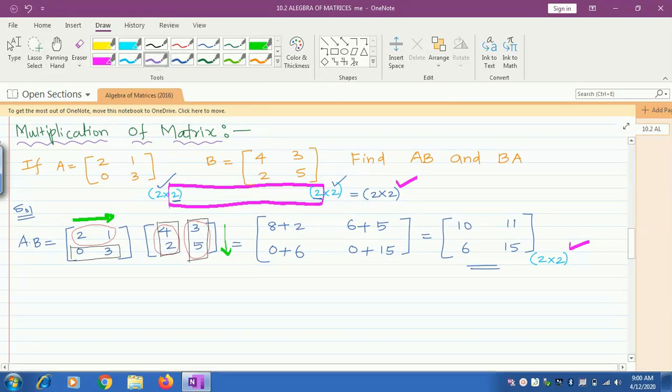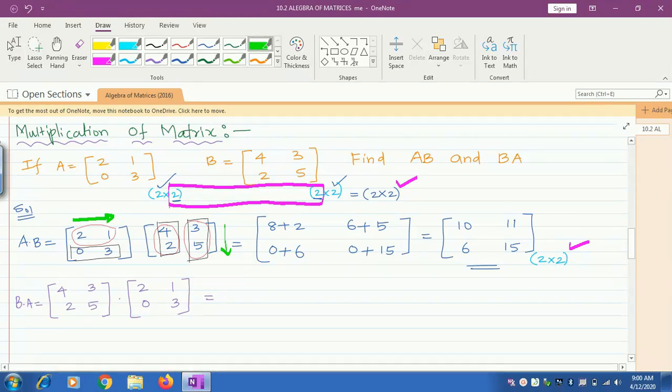So I will do it here. This is B dot A. So what is B dot A? First the matrix B. What is the matrix B? Here B matrix is 4, 3, 2, 5. And the matrix A? 2, 1, 0, 3. So just the position of the matrix is changed, whereas in the first problem A matrix is the first one and here B matrix is the first one. This is the same thing.